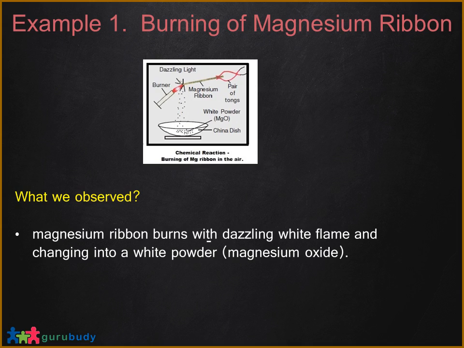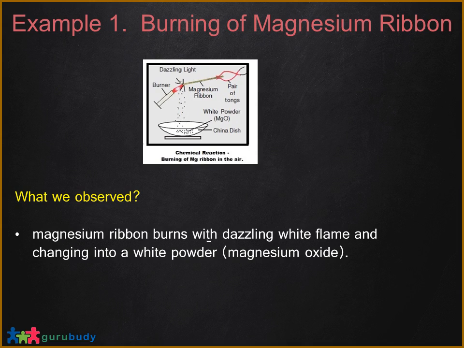Okay, and then it's changing into the white powder, which is forming and collecting in the china dish at the bottom. That white powder is actually magnesium oxide. So this whole setup, which we just talked about, is a chemical reaction. In this, magnesium is reacting with oxygen in the atmosphere to form this magnesium oxide. You see an example of this in your firecrackers near Diwali.